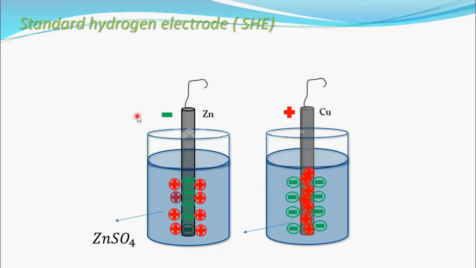Now, what is the standard hydrogen electrode, that is SHE? S means standard, H means hydrogen, and E means electrode. Standard hydrogen electrode. It is nothing but an electrode only.